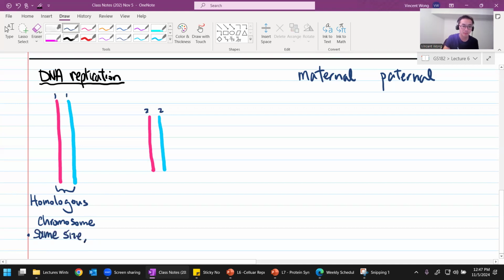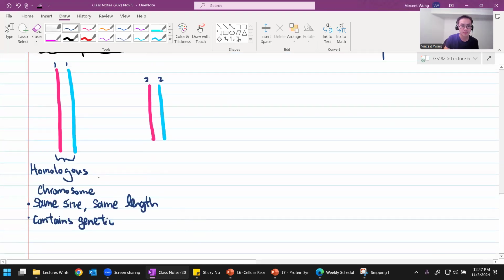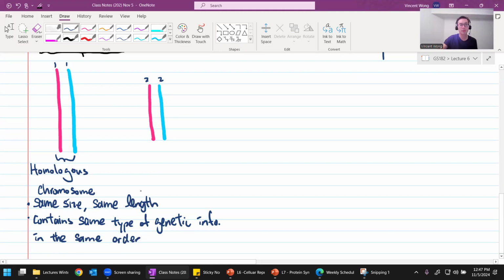Same size, same length, contains the same type of genetic information in the same order. Just copy it down first. I'll explain. Okay, homologous chromosome. These ones are also homologous. Homologous chromosome.